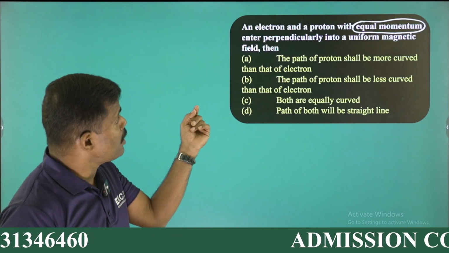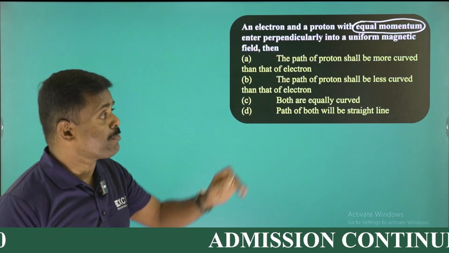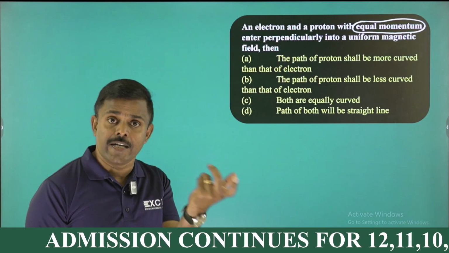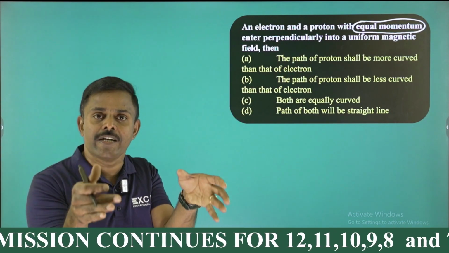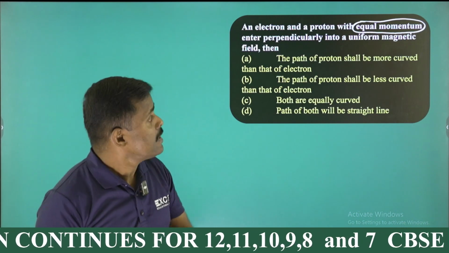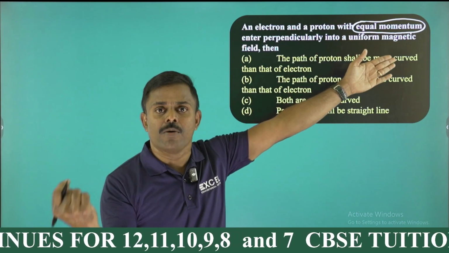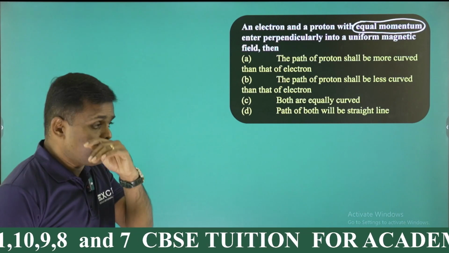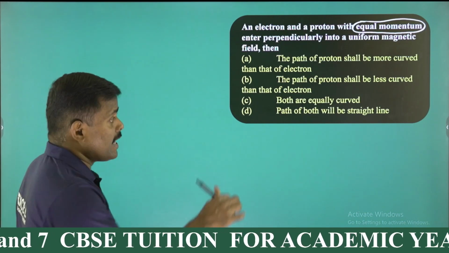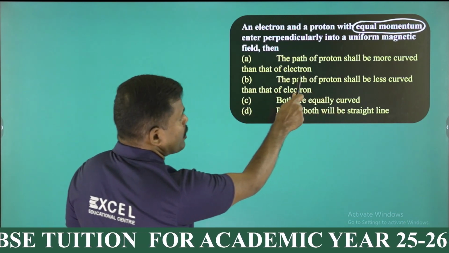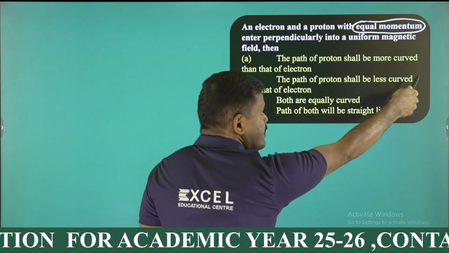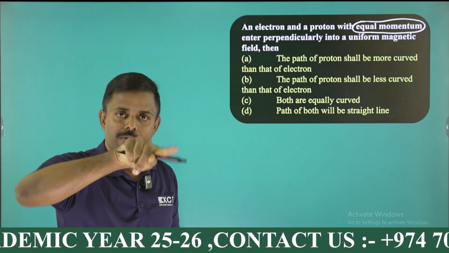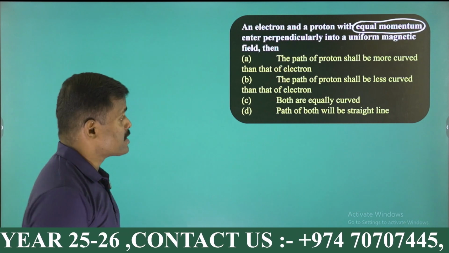So, a proton and electron with equal momentum. That's a preset condition. Sometimes they will say kinetic energy is equal, then you have to involve kinetic energy in the equation. And if they say velocity is the same for both, you must incorporate velocity into the equation. For the time being, I'm just looking at radius. They are asking whether the path of the proton shall be more curved, less curved, or equally curved. So it's about curvature. Let us look at the radius equation.